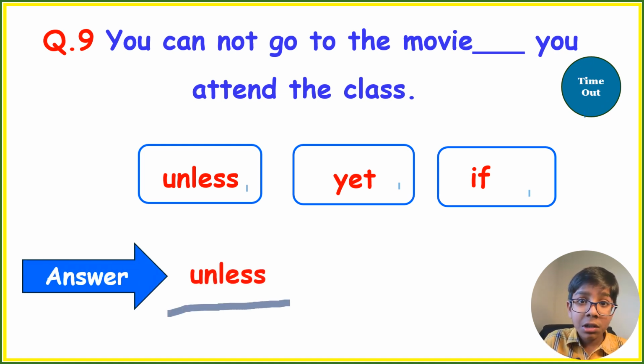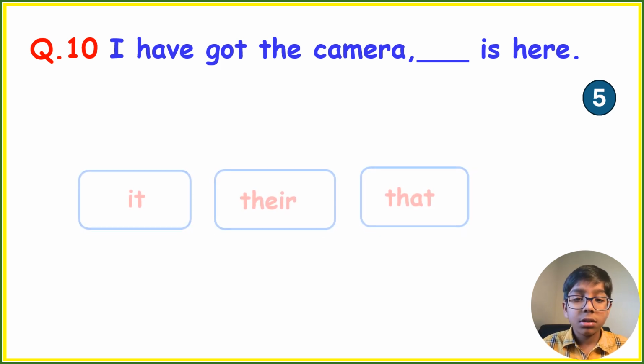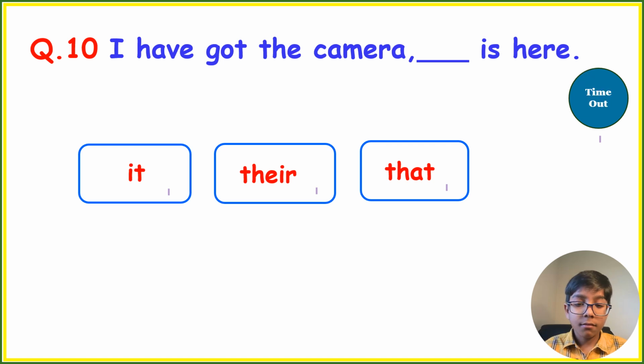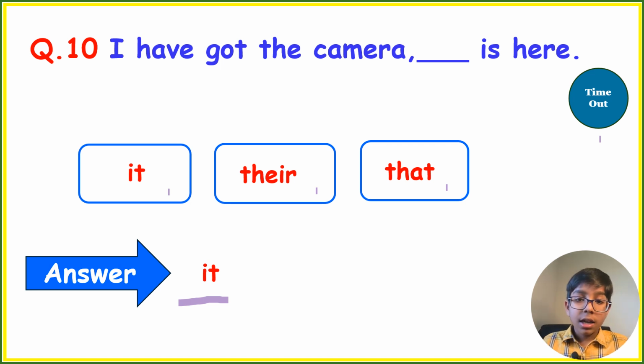Your next question is: I have got the camera dash is here. It, there, that. Your time starts now. And your correct answer is it. Because here camera is a non-living thing. That's why we use here it.